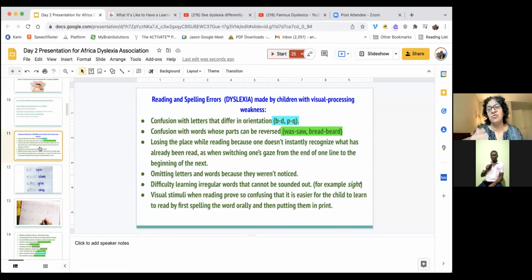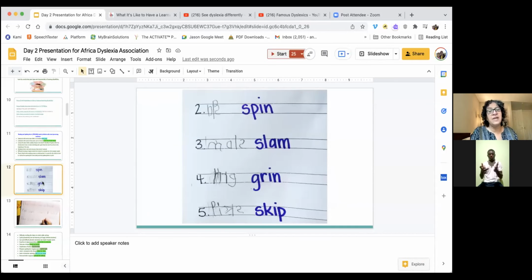can be confusion with letters that differ in orientation, B and D, P and Q, and with words whose parts can be reversed, like was and saw, as I showed you in some examples, losing the place while reading, omitting letters because they were not noticed, and difficulty learning irregular words which cannot be sounded out. These appear in reading as well as writing. Can you see the example here?